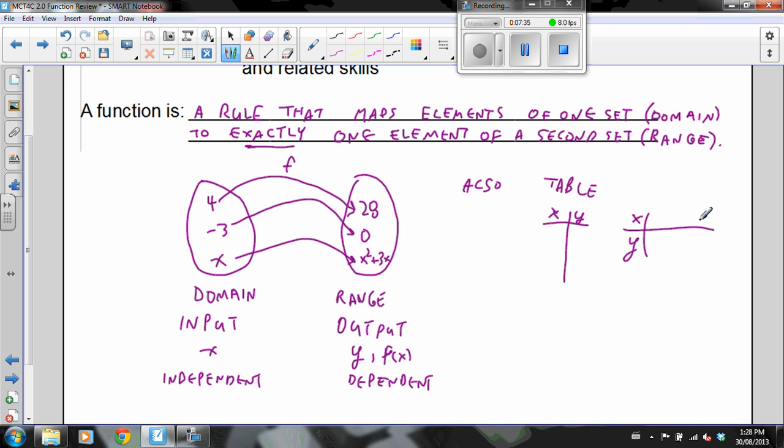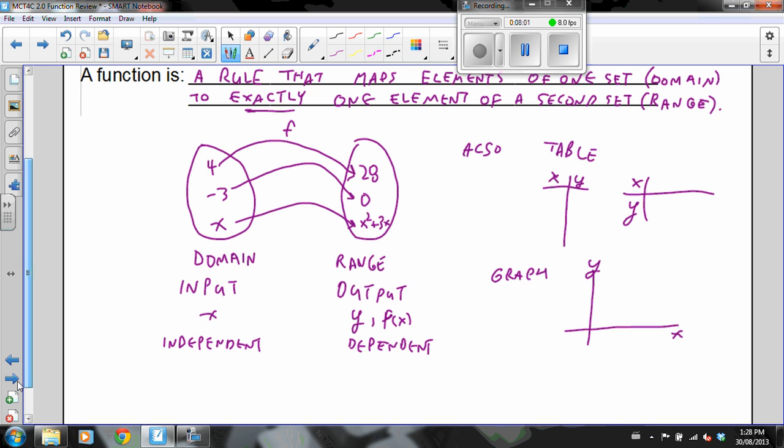This is the domain. On a graph, we always put the inputs along the horizontal axis, and the outputs go on the y-axis, the vertical axis, and that's the range. The inputs are along the ground and the outputs are up and down, right? Hopefully that's all review and you remember that. Keep that straight.